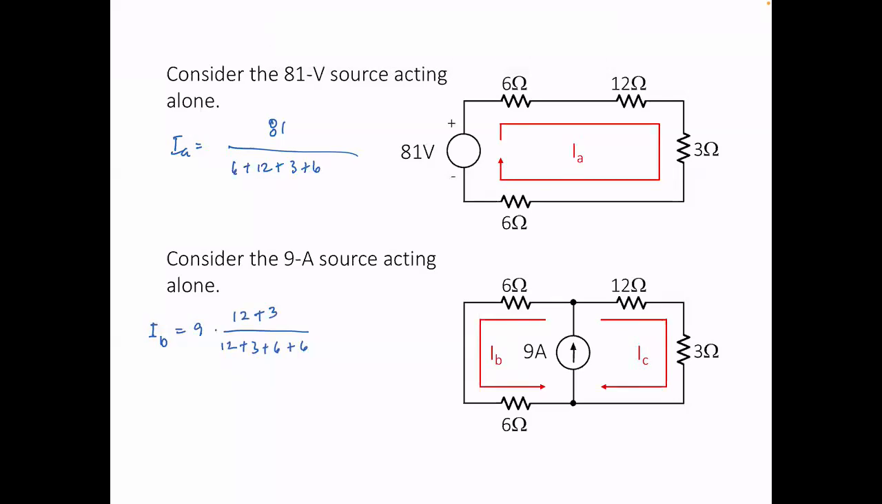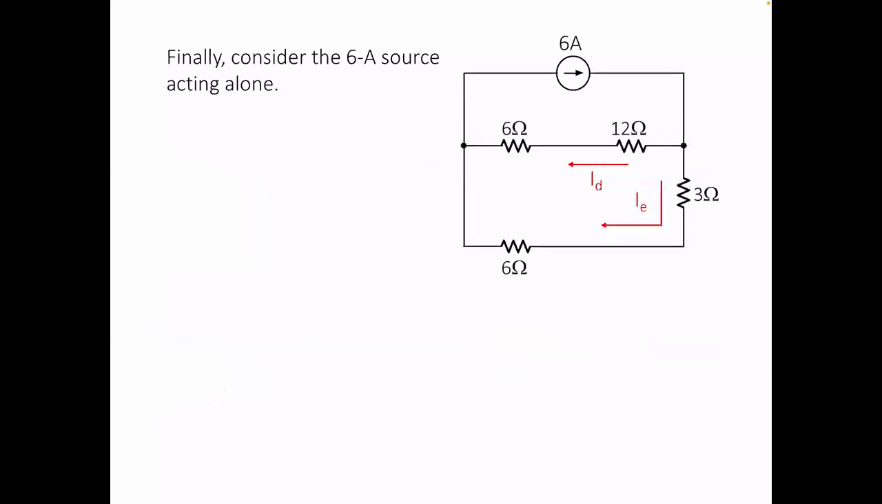Okay. And IC, I can also use current division, or I can use KCL. Let's say we use current division. This is equal to 9 times 6 plus 6 over 12 plus 3 plus 6 plus 6. So nakuha na natin yung currents in all resistances due to the 81 volt source acting alone. Nakuha na natin yung currents in all resistances due to the 9 ampere source acting alone. So let me now get the current in all resistances due to the 6 ampere source acting alone. No? Let's call that ID and IE. So again, you can use current division.